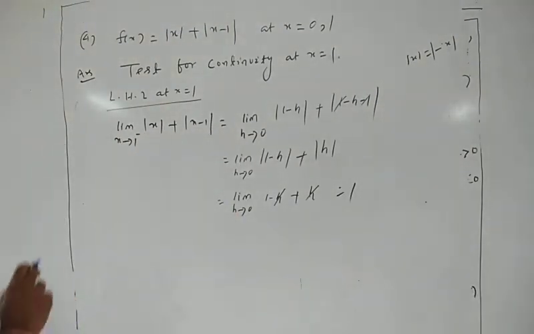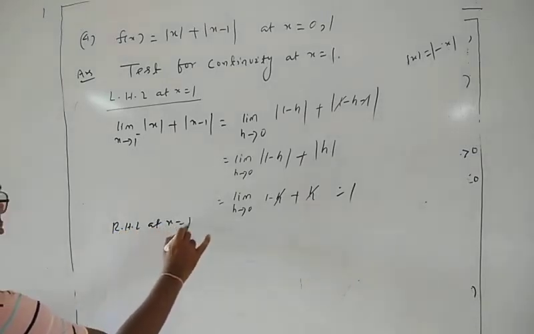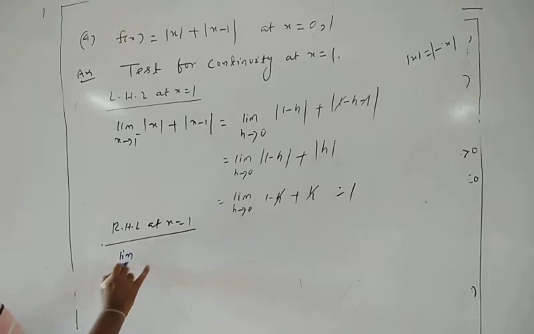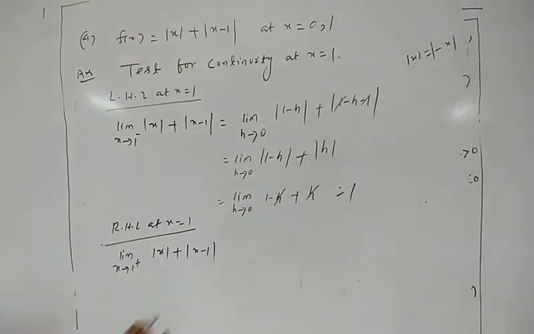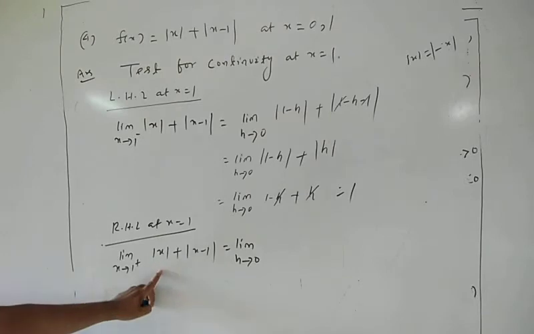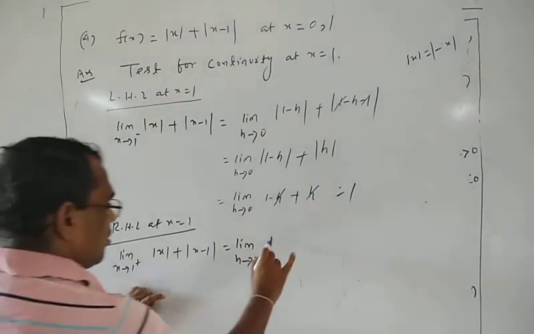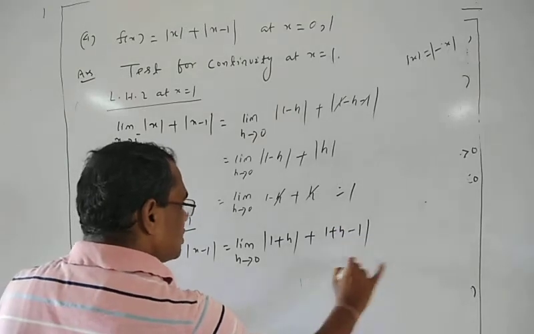And what will be the right hand limit? Right hand limit at x is equal to 1, that is limit x tends to 1 plus mod x plus x minus 1 mod. And this is equal to limit h tends to 0. Put x as 1 plus h: 1 plus h mod plus 1 plus h minus 1 mod.